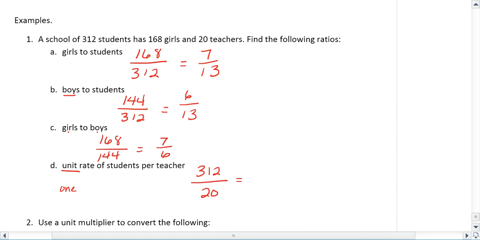So go ahead and do on your calculator 312 divided by 20, and we end up with 15.6 students per teacher. In other words, 15.6 students for one teacher. And this is a number that they use to compare schools to parents are interested in class size, and so that statistic can be very useful.